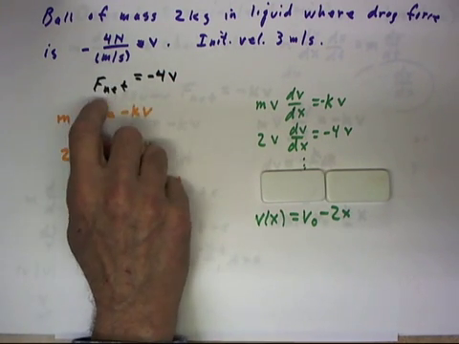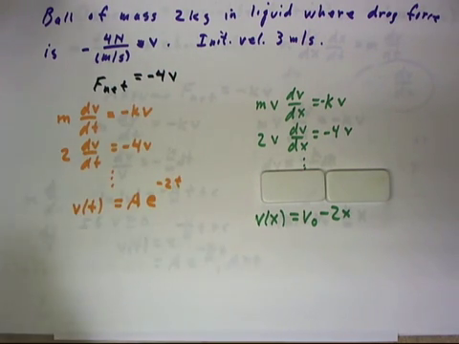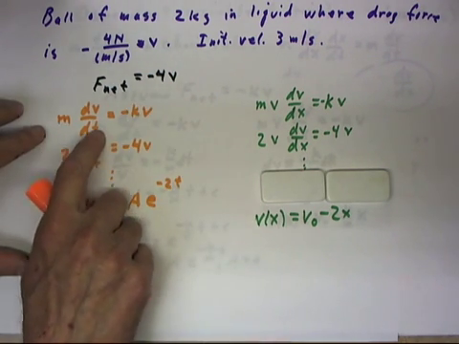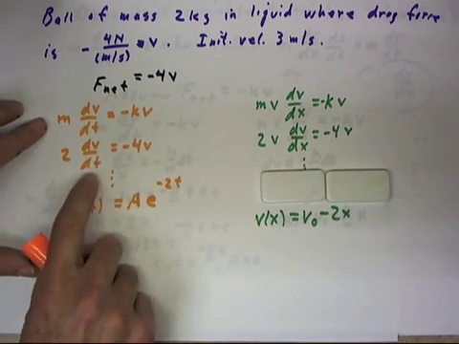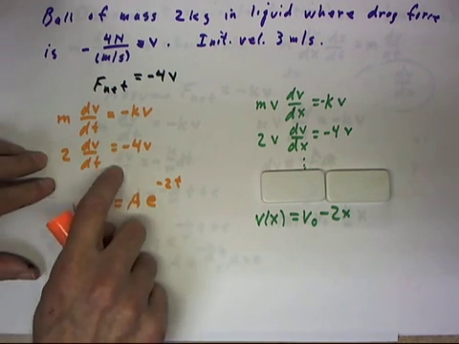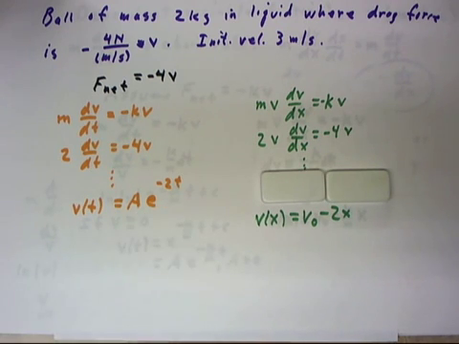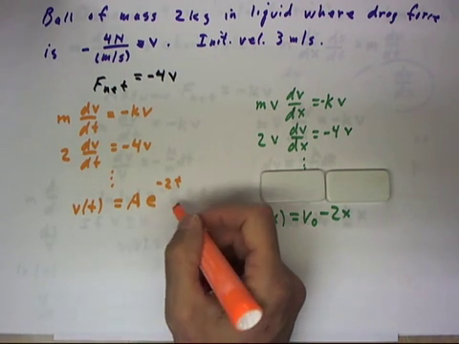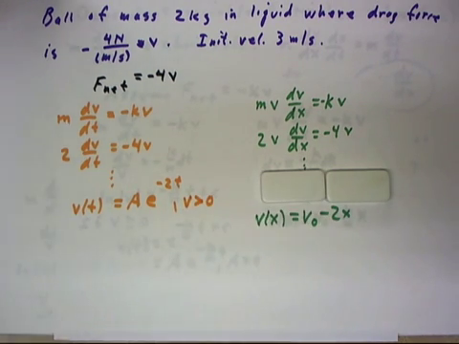Suppressing the units, we can write the net force as -4v. Considering velocity to be a function of time, we write the equation 2 dv/dt equals -4v, and that's easily solved. We get v(t) equals a e to the -2t, provided v is greater than 0.